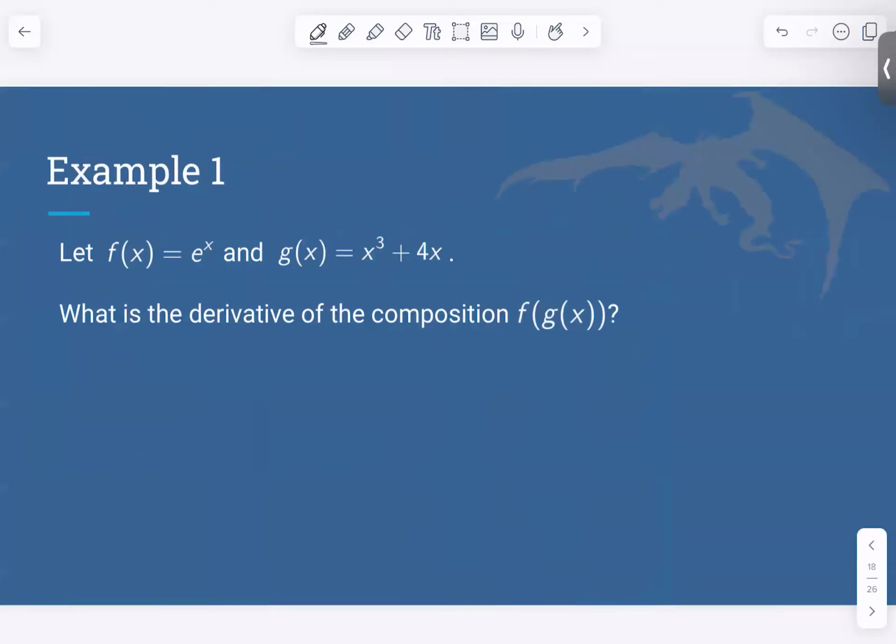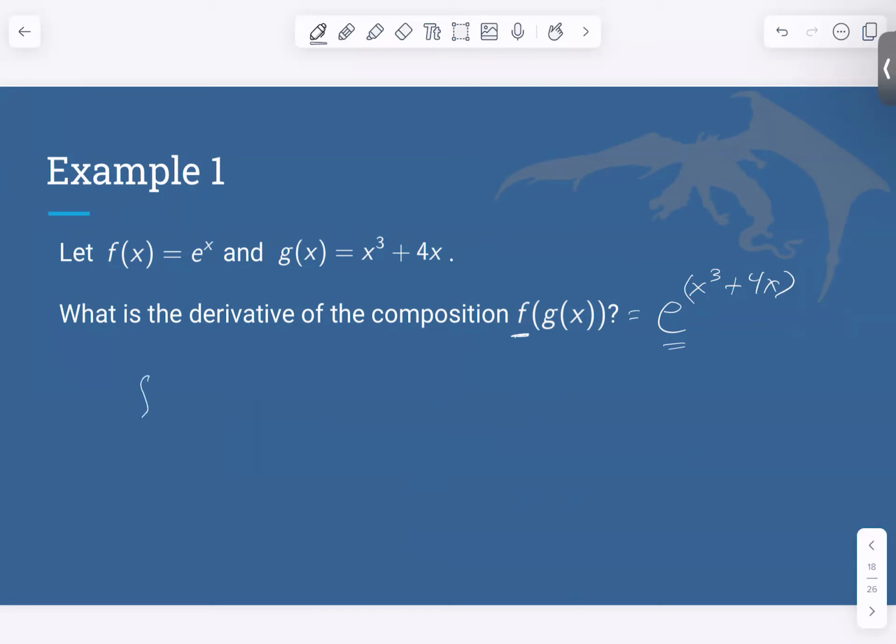All right. So what is the derivative of the composition of f of g of x? If I have this, then in essence, what I'm saying is that this f of g of x is equal to e to the x cubed plus 4x. So how do I take the derivative of that? Well, I've got to take the derivative of f first. So I want to take a derivative of my outermost part. Well, it's really this e. So what is the derivative of e?